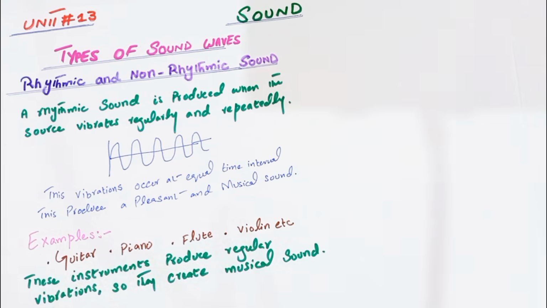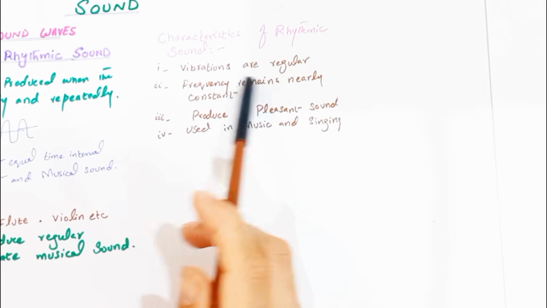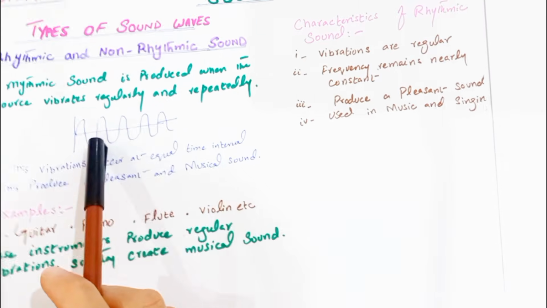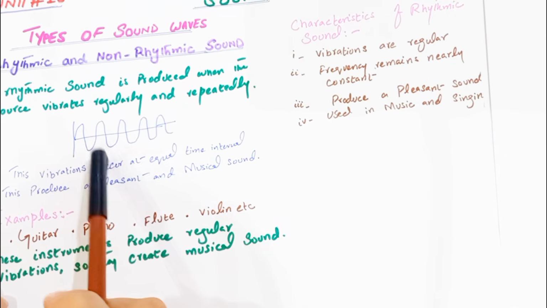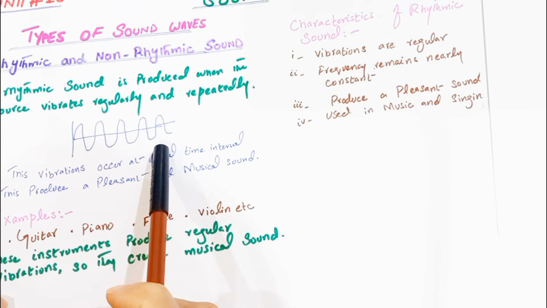So here we write about the characteristics of the rhythmic sound. First, the vibrations are regular. What does it mean that vibrations are regular? It means that it completes one wave in 1 second, and it completes another wave also in 1 second. So it completes its vibrations in a regular time interval.